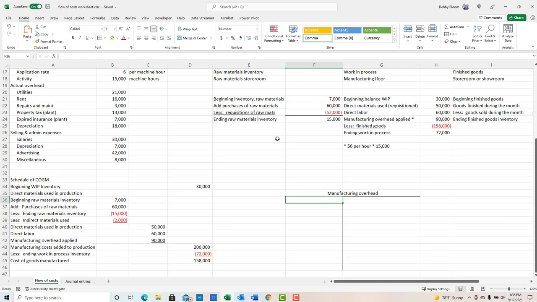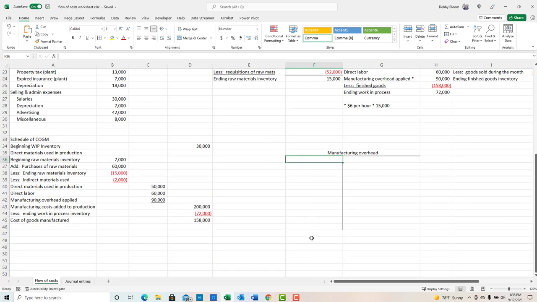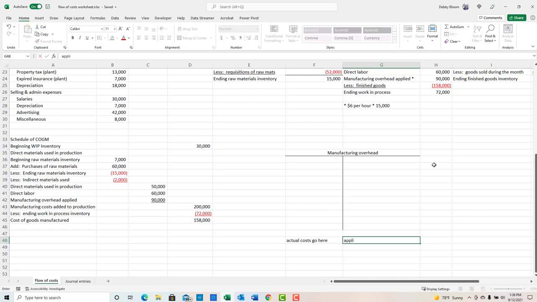Now the way the manufacturing overhead account is going to work is our actual costs are going to be debited to manufacturing overhead, and our applied manufacturing overhead is going to be credited to the account. I'm going to go over the journal entries in just a moment.